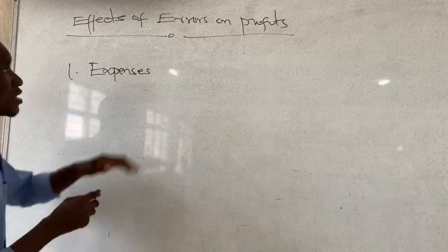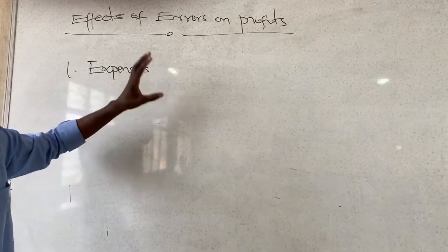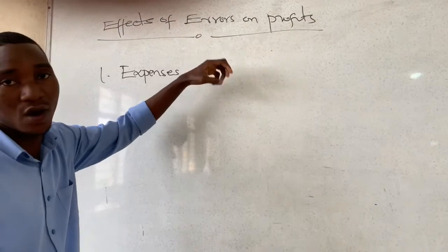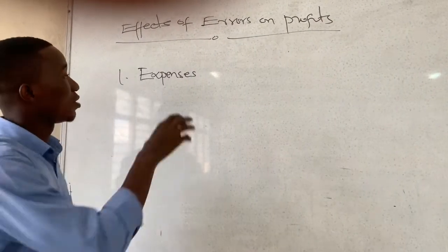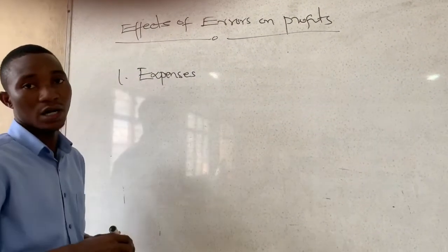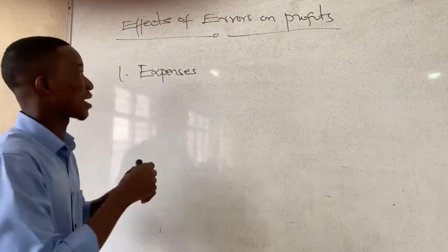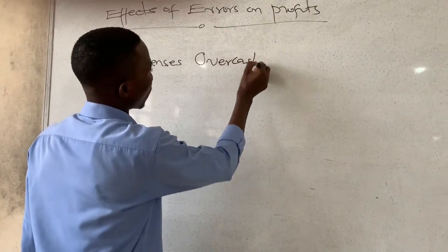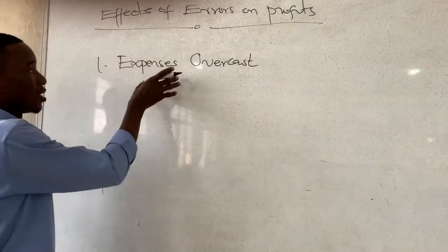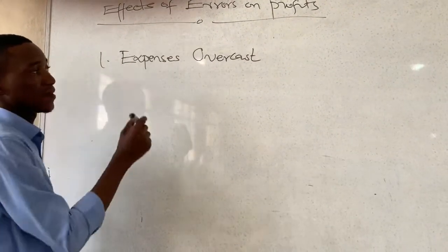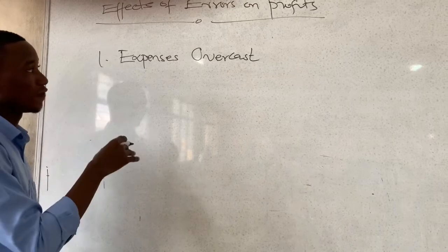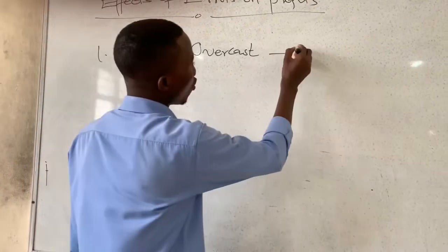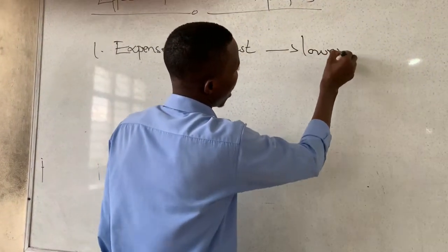Okay, so this effect on errors will either overstate the expenses or understate an expenses. So let's consider expenses an overstatement, which is an expenses overcast. So when we overstate our expenses, what will be the effect on our profit? It is going to lower our profit.